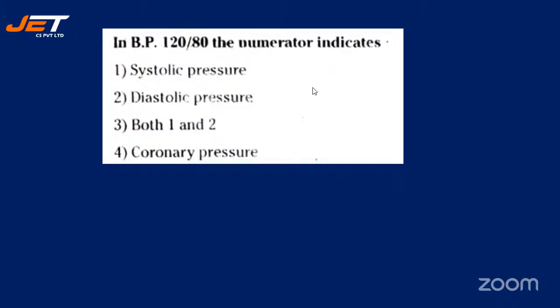Correct answer is that systolic and diastolic pressure. Systolic pressure will be 120 and diastolic pressure will be 80. So both 1 and 2 is the correct answer.